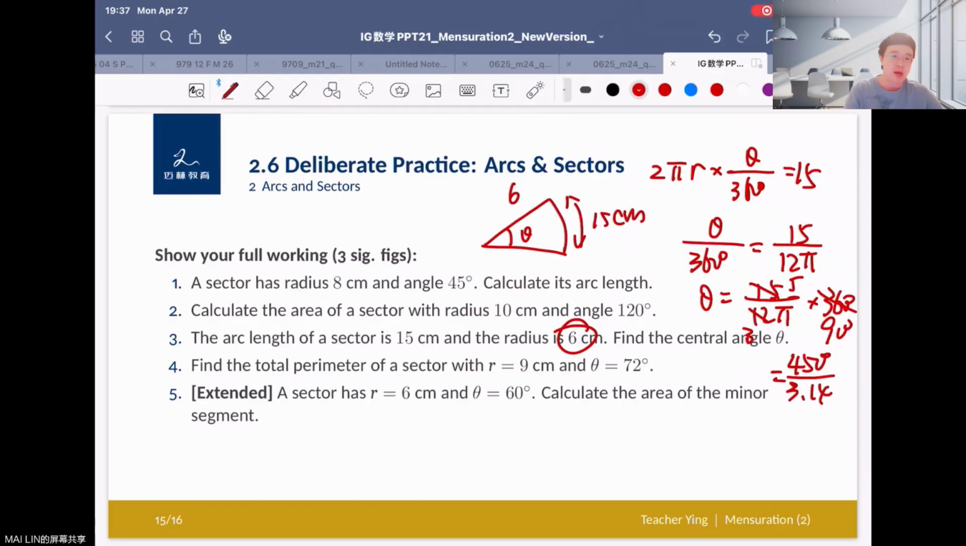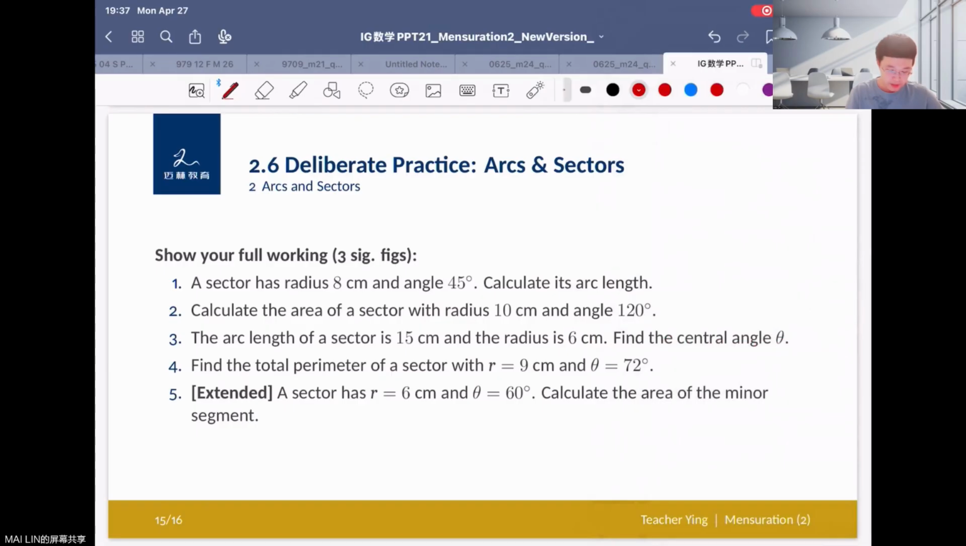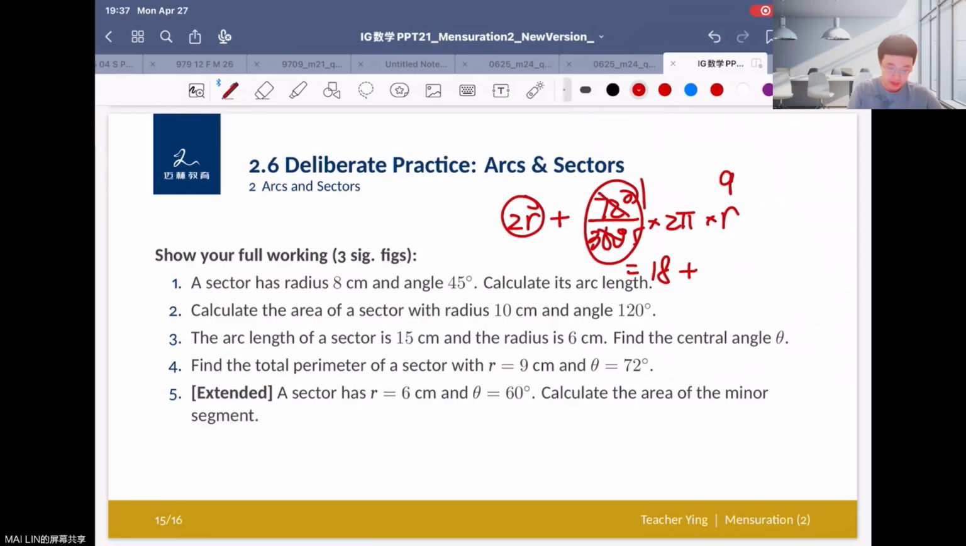So the fourth problem is to find the total perimeter of a sector with radius r equals 9 centimeter and theta equals 72 degree, right? So here, if you want to calculate the perimeter, that is 2 times the radius, and then plus the theta, that is 72 degree over 360 degree times 2 pi radius, right? Okay, so 2 times radius equals 18 centimeter, okay? And 72 over 360 degree equals 1 over 5. And here radius equals 9, okay? That gives 18 plus 18 pi over 5, okay? That is for the fourth problem, okay?